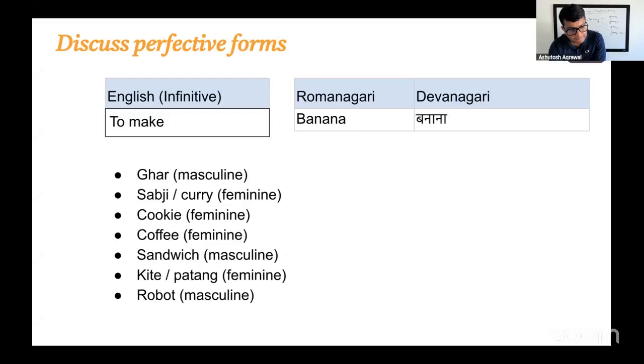Ghar banaya. Beautiful. If it is plural, then it would be ghar banaye. Beautiful. Okay, Sharon ji, if it is curry or sabji, sabji banai. Okay, and plural, sabjiyan banai. Okay. Let's do one more.